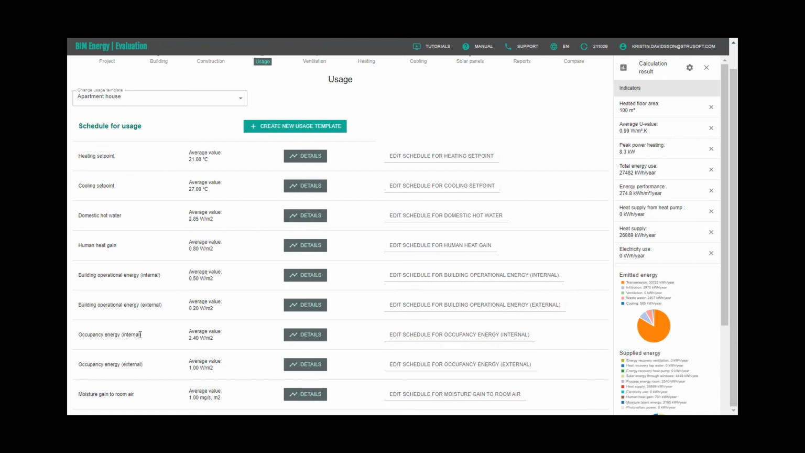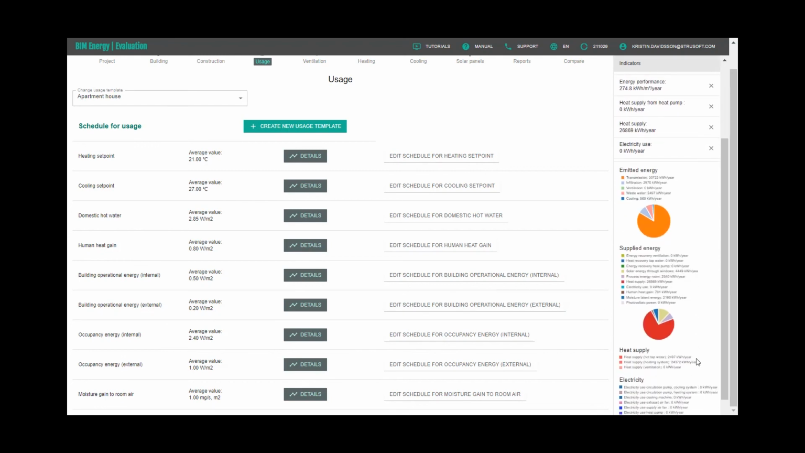A common word for these two categories is process energy here in BIM Energy, and in the result we find the process energy internal here in the supplied energy in the energy balance.